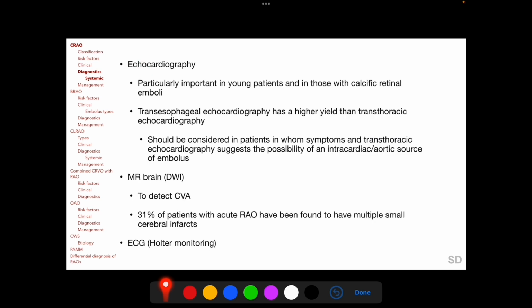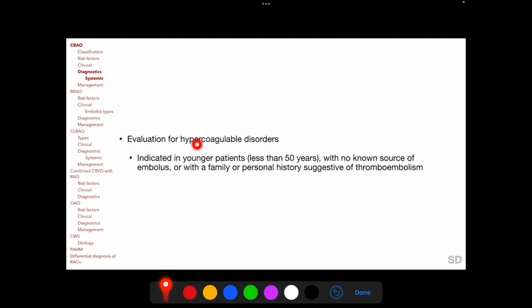Echocardiography is particularly important in younger patients with CRAO and in those with calcific retinal emboli. Diffusion weighted magnetic resonance imaging of the brain is recommended to detect cerebral infarcts. An ECG with Holter monitoring is also suggested to detect cardiac arrhythmias, which can be sources of emboli. Evaluation of hypercoagulable disorders is indicated in younger patients with no known source of an embolus or with a family or personal history suggestive of thromboembolism.